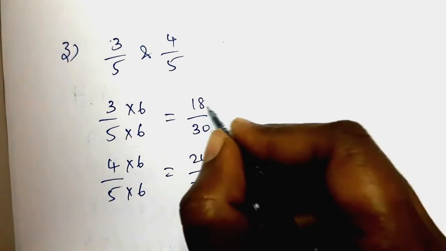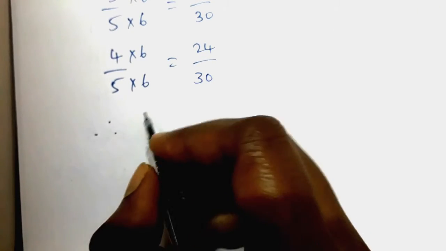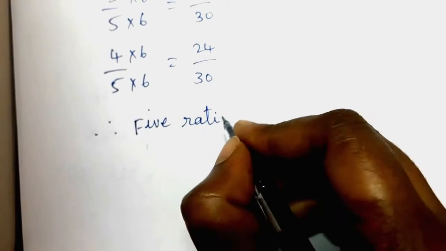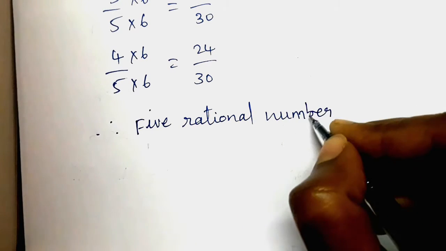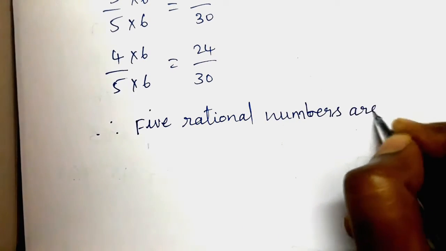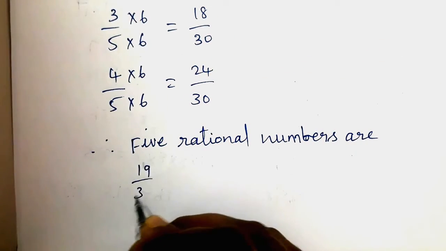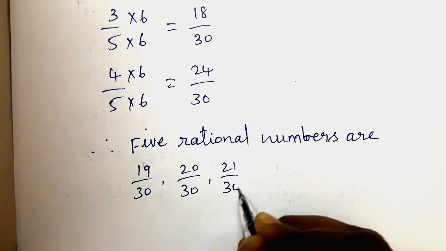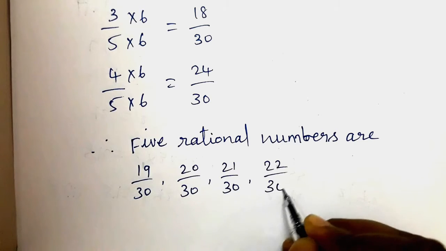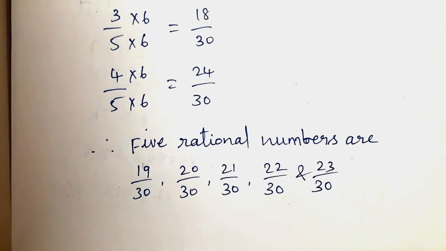In between these two numbers, we can write infinitely many rational numbers. But here it is asking for only 5 rational numbers. Therefore, 5 rational numbers are, we have to write after 18 by 30: 19 by 30, 20 by 30, 21 by 30, 22 by 30 and 23 by 30. That's all for the third question. Now move on to the next question.